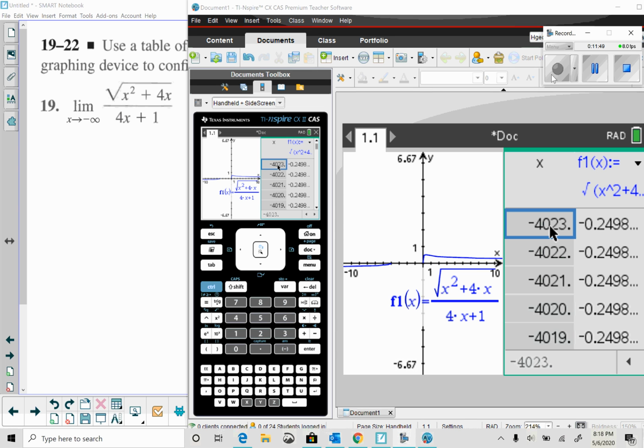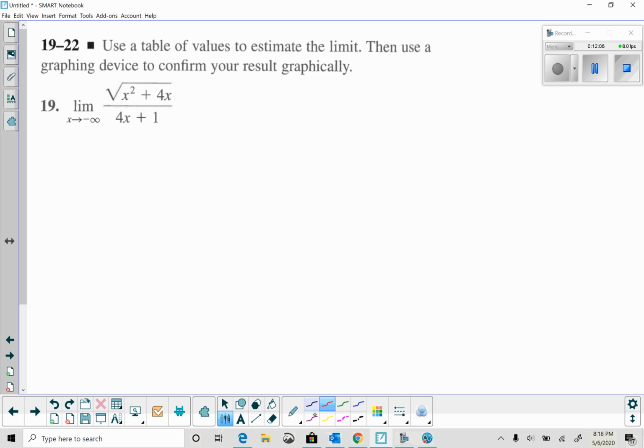Negative 0.2498 is what I've gotten it down to. After holding that button down for several minutes, this appears to be approaching approximately negative 0.2498. Well, that'll probably become a 999, which we might as well say is negative 0.25.